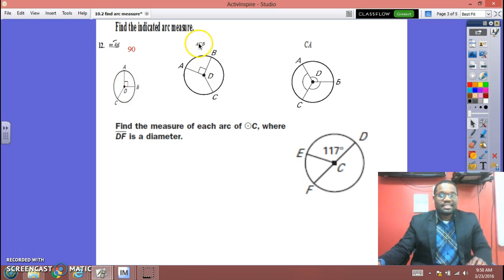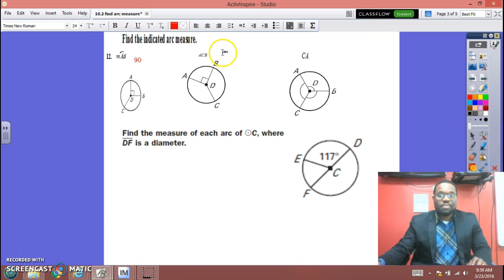Arc ACB. Now think about that for a second. Is that a major arc or a minor arc? That's a major arc because it has 3 letters. So it's ACB. If the whole thing is 360 and this part is 90, what does that leave ACB? Well, you do 360 minus 90 and you should get 270.